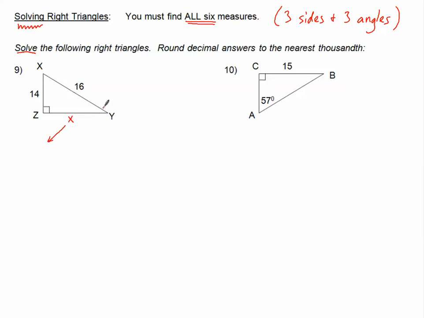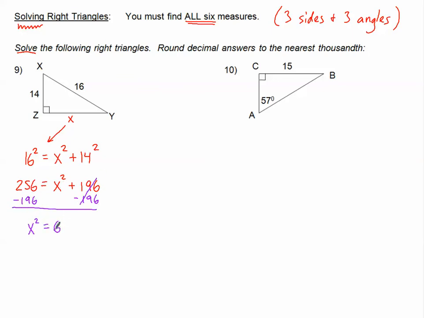Since I have 2 sides of a right triangle, I can use the Pythagorean theorem. I always start with my hypotenuse, 16 squared, and that will be equal to x squared plus 14 squared. 16 squared is 256. X squared, of course, is x squared. 14 squared is 196. Let's solve for x squared first. Subtract 196, and I'll bring my x squared over here. X squared is equal to 60. And of course, now I need to take the square root.